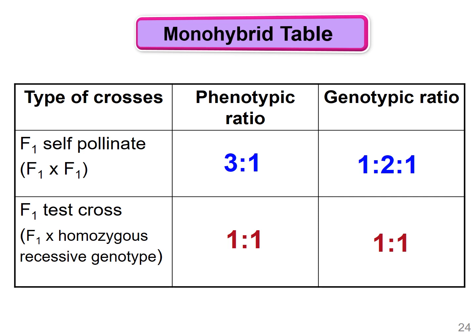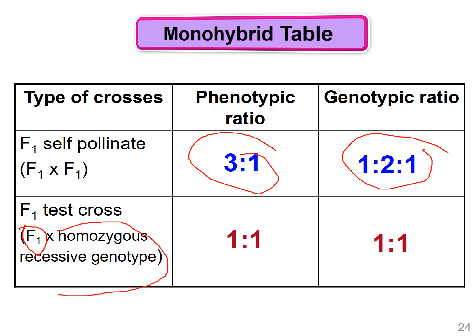To sum up, as you can see from the ratios in this table, when the F1 is self-pollinated, it produces a 3:1 phenotypic ratio. Meanwhile, when the F1 is self-pollinated, it produces a 1:2:1 genotypic ratio. If the plant has a test cross, meaning that the F1 plant, which is big T small t, is crossed with small t small t, which is the recessive genotype, it will produce a phenotypic ratio of 1:1, and the genotypic ratio is also 1:1.